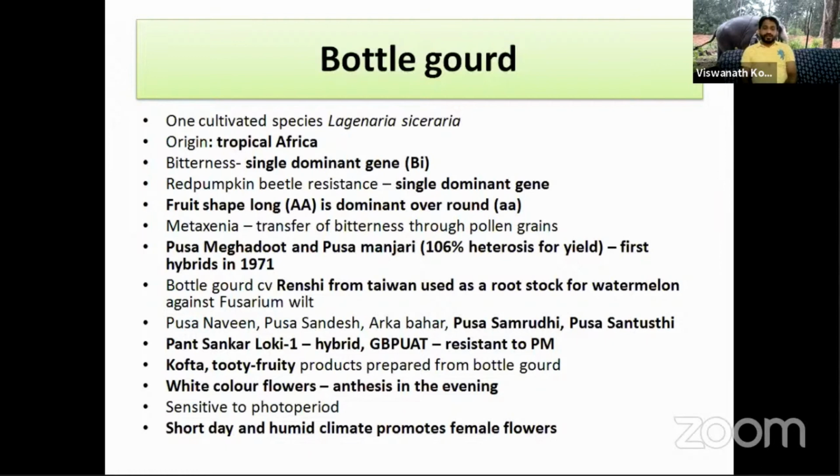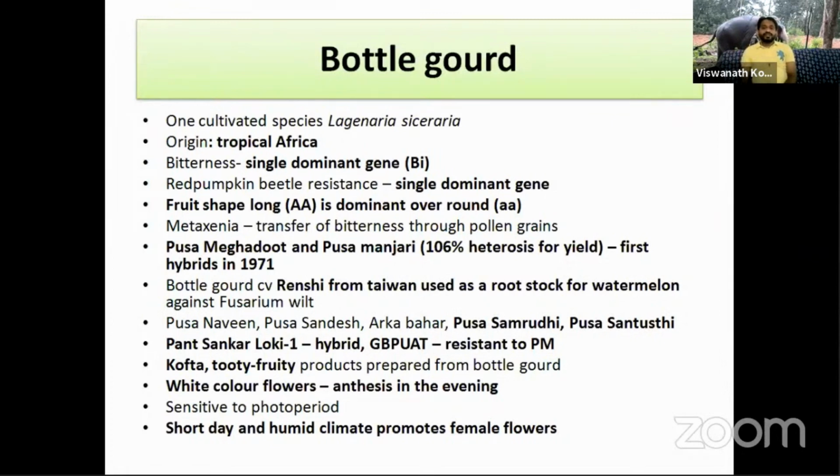And there is a bottle gourd cultivar Renshi from Taiwan. It is used as a rootstock for watermelon against fusarium wilt. I will talk about this in the upcoming slides. The newly released important varieties are Pusa Samridhi and Pusa Santushti. There are two products made from bottle gourd: Hoffa and Tutti Frutti.